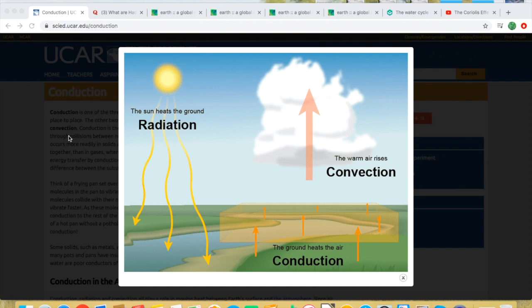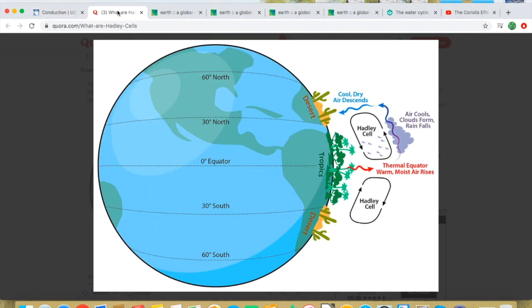Convection is most active where the sun's rays strike the Earth's surface at a high density of sunlight, of energy striking that surface. I'm going to start with this concept of a Hadley cell, because I want you to think with this diagram right here: where is the sun striking the Earth's surface at the highest angle? What does that mean?